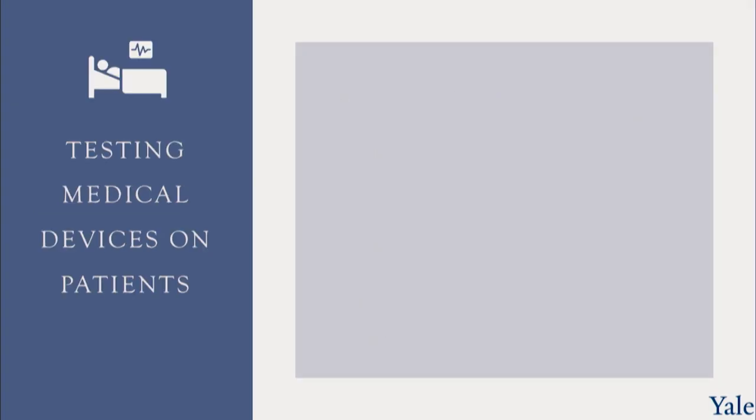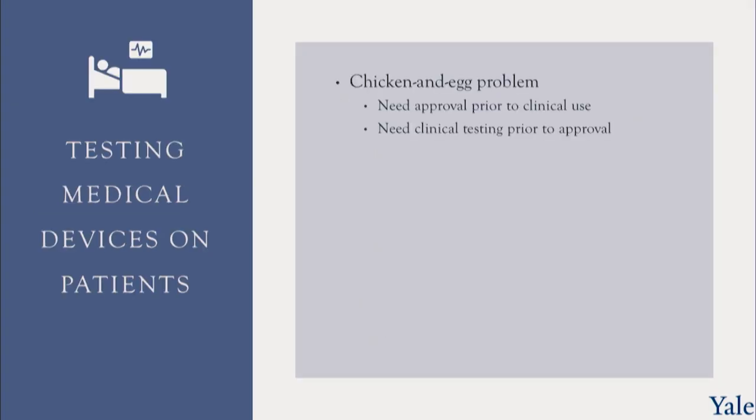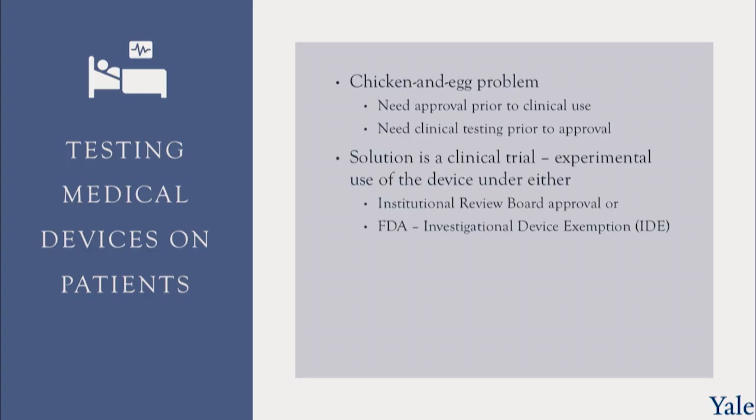So how do we test medical devices on patients? We have a chicken and egg problem. We need approval prior to clinical use, and we need clinical testing prior to approval. So somehow we have to break this chain, and the solution is a clinical trial, which involves experimental use of the device under either an institutional review board approval or an investigational device exemption, IDE, from the FDA.